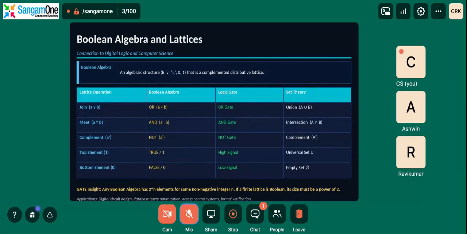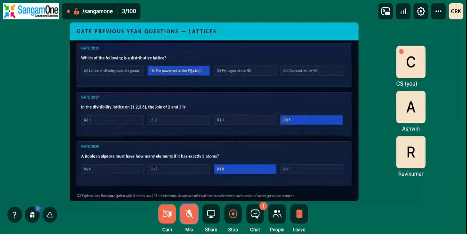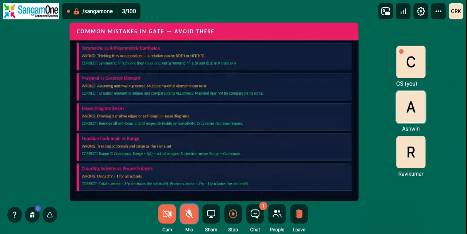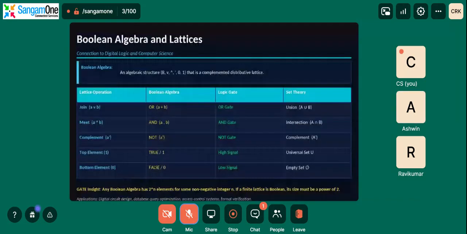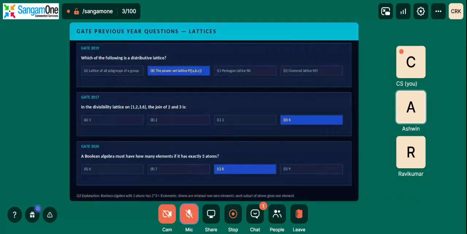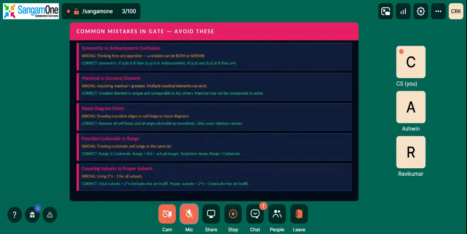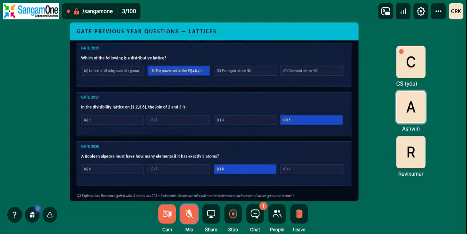Then comes Boolean algebra and lattices. The various operations mentioned, you can see there. Then the previous year questions, you can solve according to the problems and example problems you have solved. The common mistakes and their explanation you can also see here.